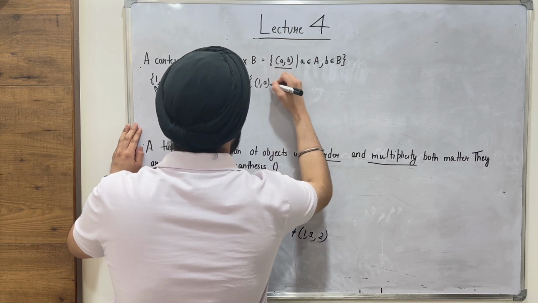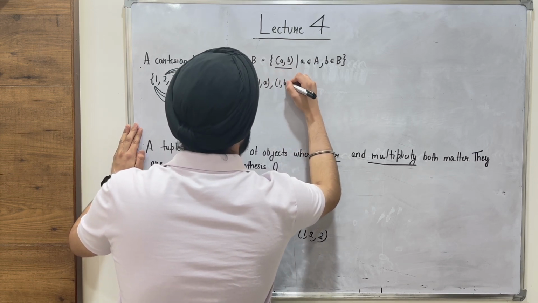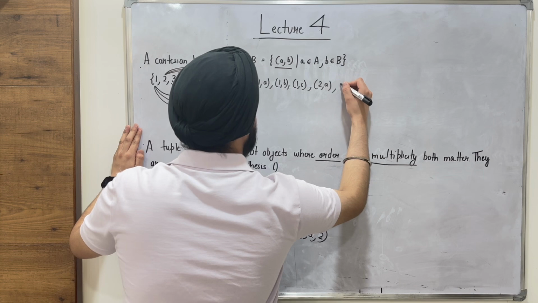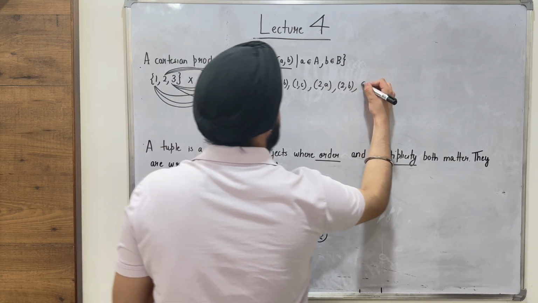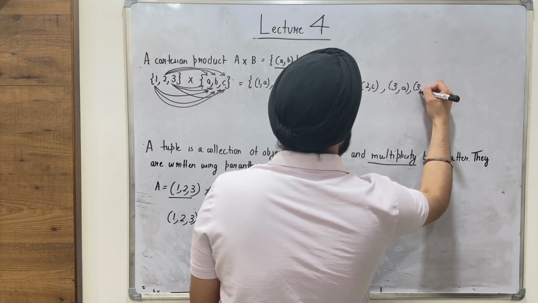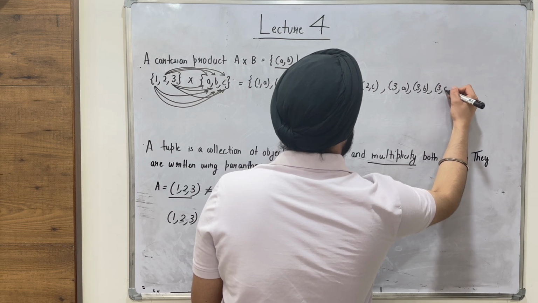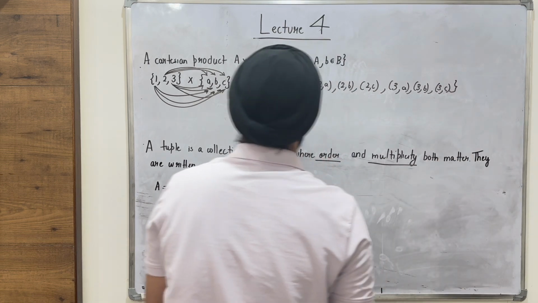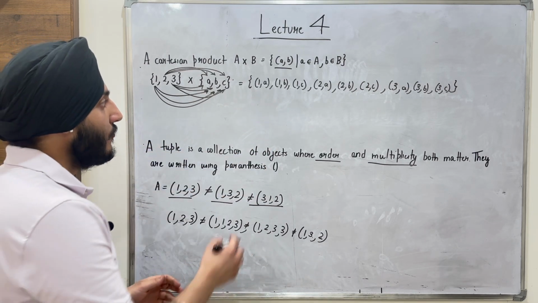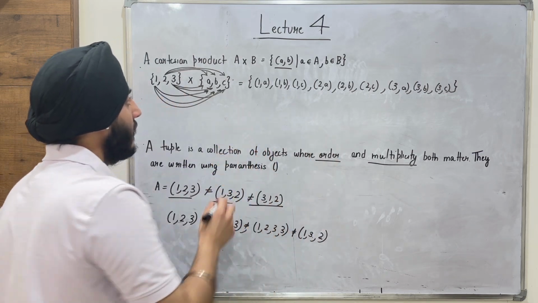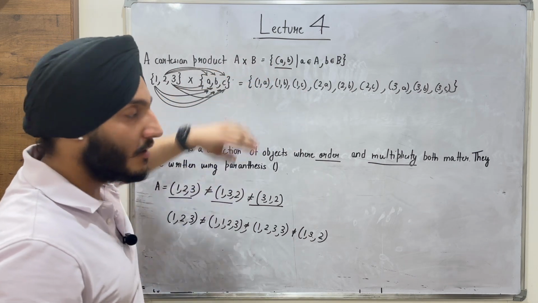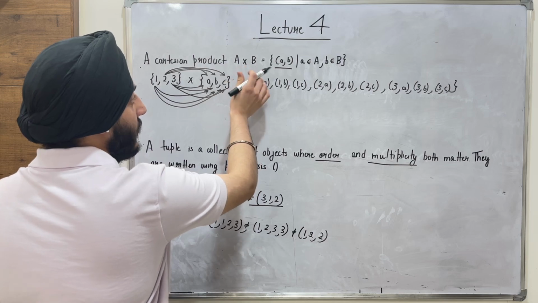So (1, A), (1, B), (1, C), (2, A), (2, B), (2, C), (3, A), (3, B), and (3, C). So this is going to be the entire set. Now, a very important thing to understand, if you feel like you have missed any elements: the number of elements in the resulting set, which is the Cartesian product, is going to be just the multiplication of the cardinalities of the sets.